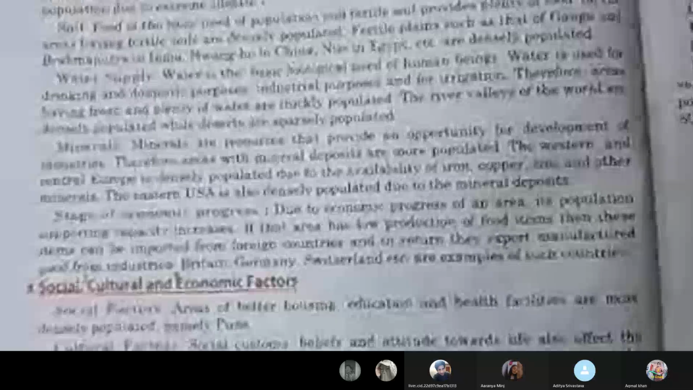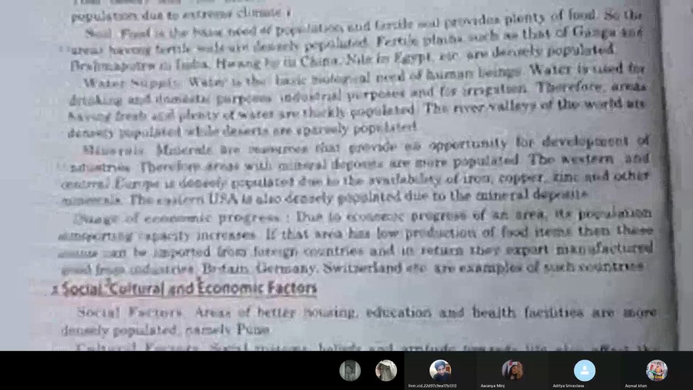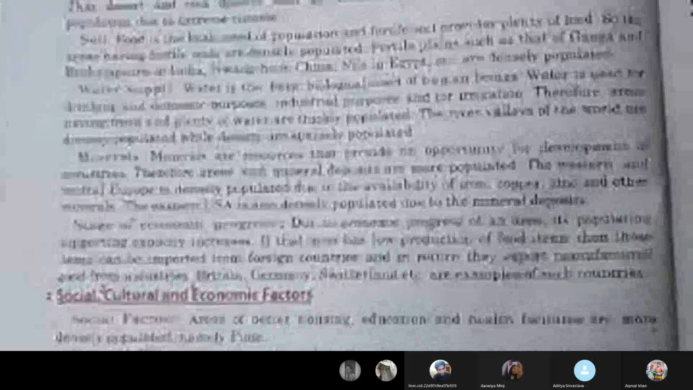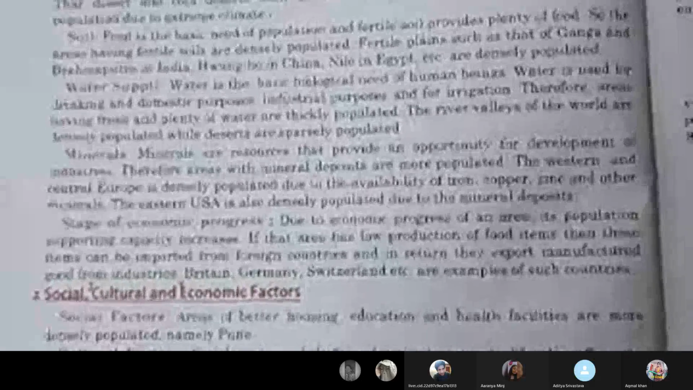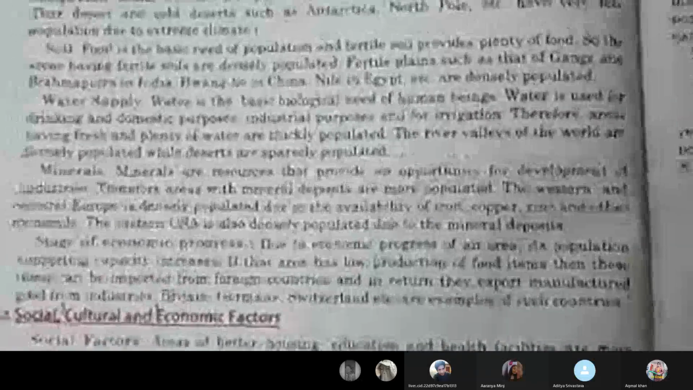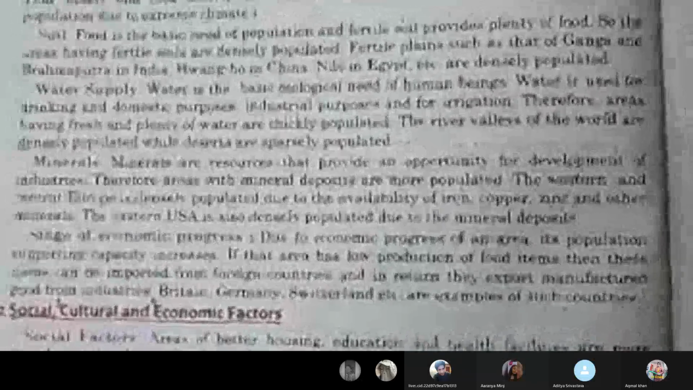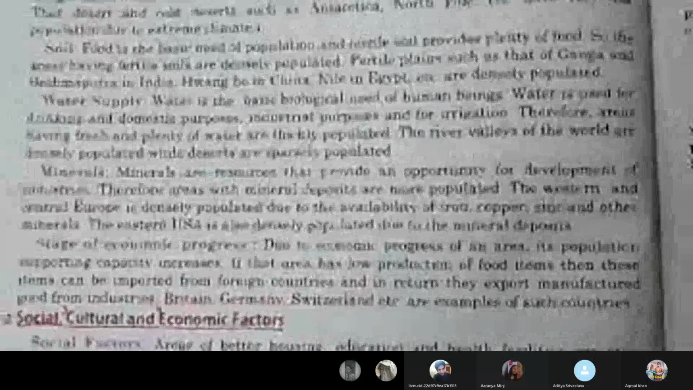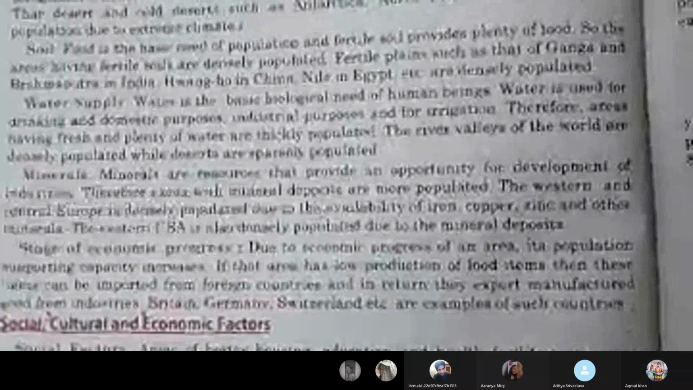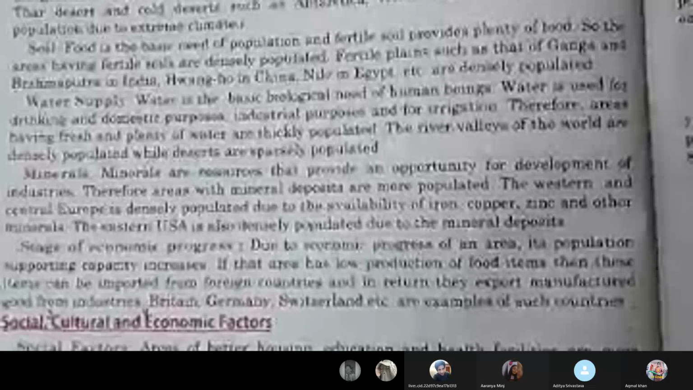So if that area has low production of food items, then these items can be imported from foreign countries, and in return, they export manufactured goods from industries. Examples are Britain, Germany, Switzerland, etc. Now, these are developed countries, and they have a lot of facilities. So even if they have less production of food, they import it, and in return they export other goods they have.